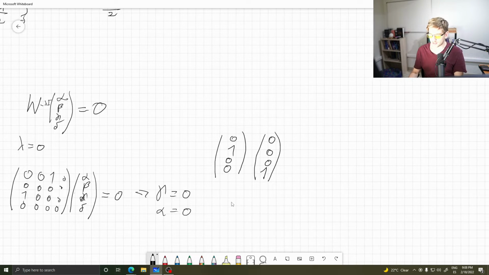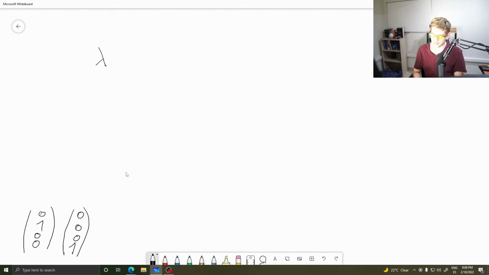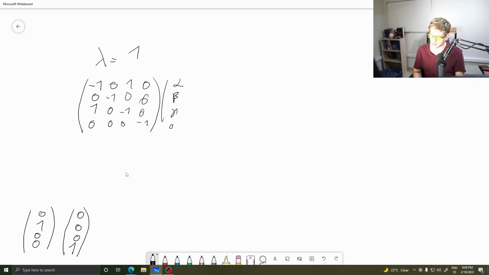Okay, now let's do the same thing, but for the other values of lambda. So for lambda equal 1, for example. So then we would get the W matrix minus lambda. So we get minus 1, 0, 0, 1, 0, minus 1, 0, 0, 0, minus 1. Oh, that's a delta, not a 0. 0, minus 1, 0, 1, 0, 0, 0, minus 1. Okay, times alpha, beta, gamma, delta. Okay, and this has to be equal to 0. So we just multiply it through, again, as before. And what conditions do we get?